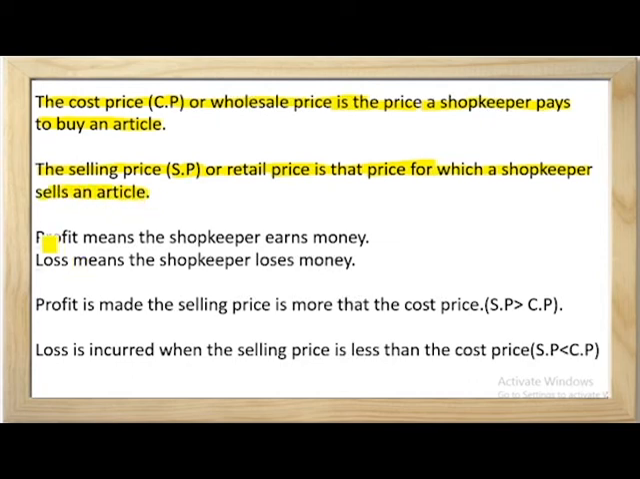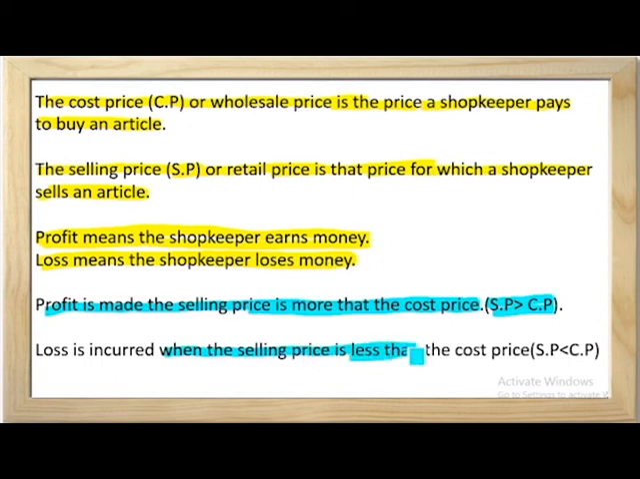Profit means the shopkeeper earns money. The loss means the shopkeeper loses money. Profit is made when the selling price is more than the cost price. If the selling price is more than the cost price, there is a profit. Loss is incurred when the selling price is less than the cost price.